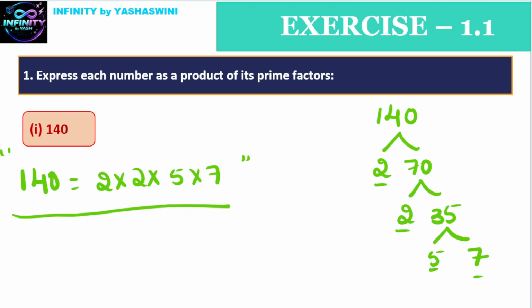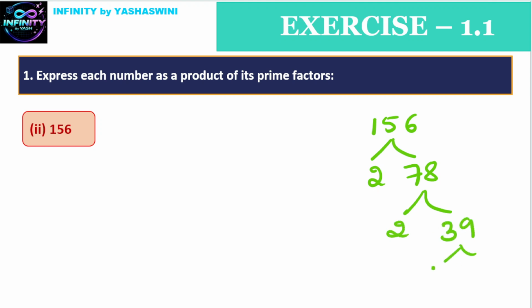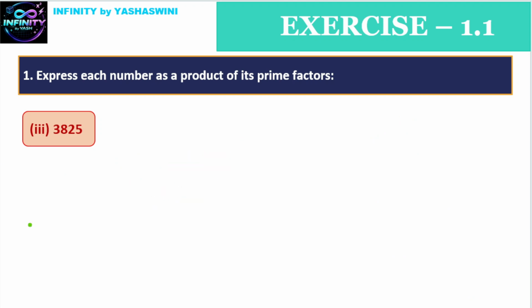So this is the way of expressing a number as a product of its prime factors. Easy, right? Let's move on to the next one. 156. How to express 156 as a product of its prime factors? We can divide 156 as 2 times 78. Again 78 we can divide as 2 times 39. Again 39 we can write as 3 times 13. Further we cannot divide this, so we can express 156 as 2 into 2 into 3 into 13, all these are prime numbers.